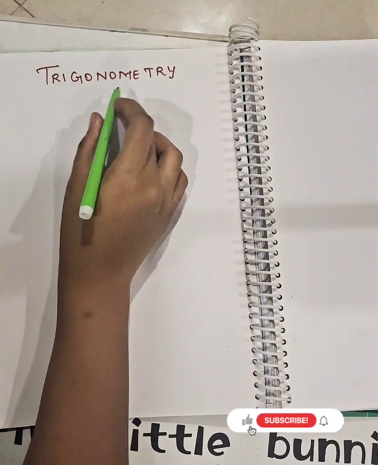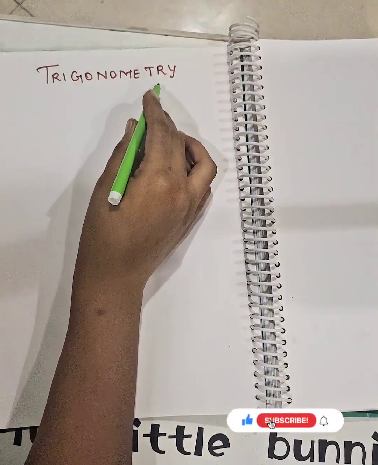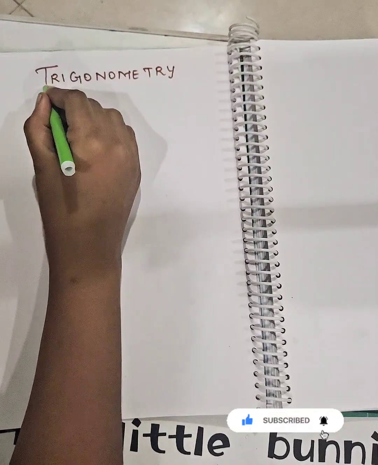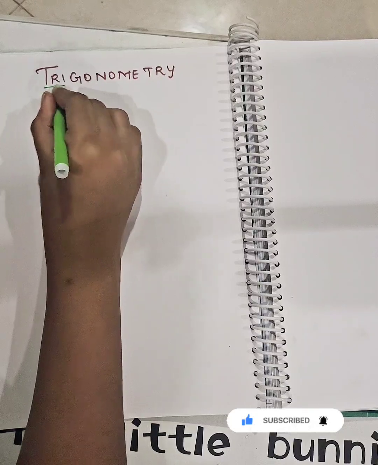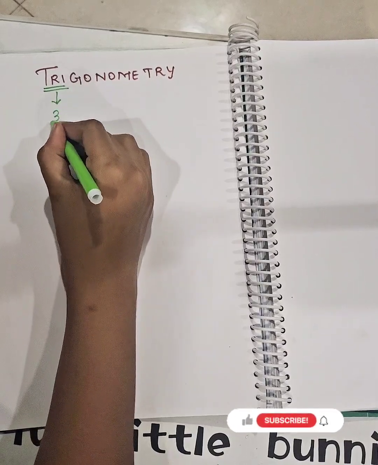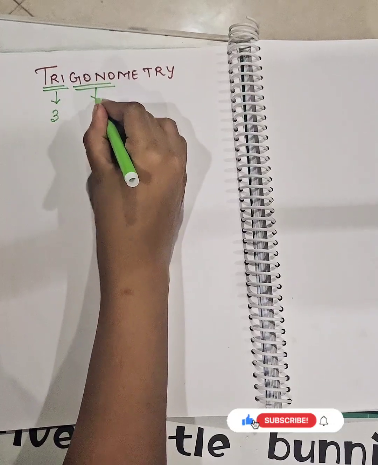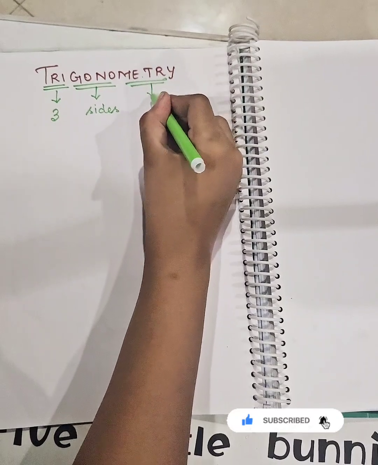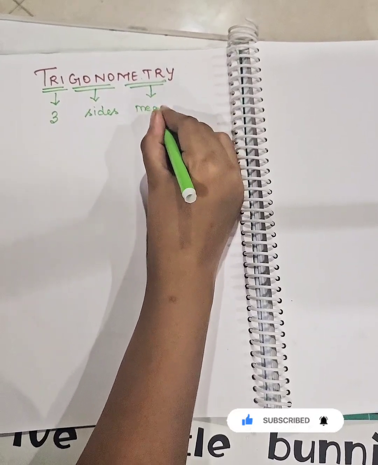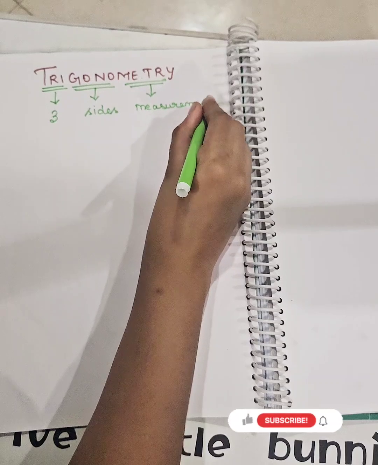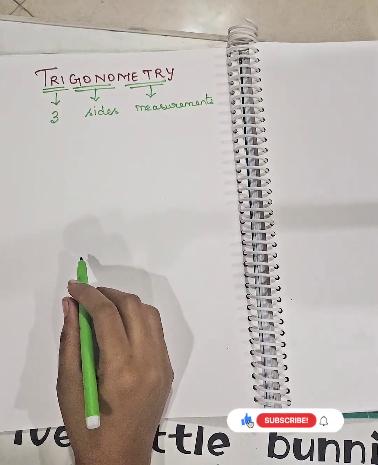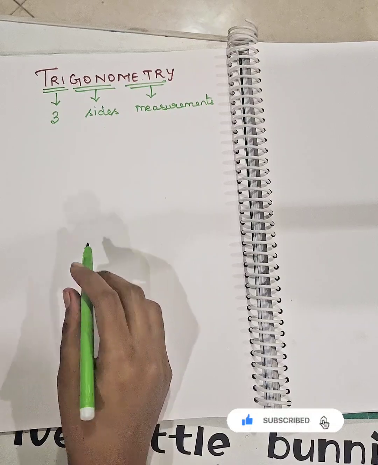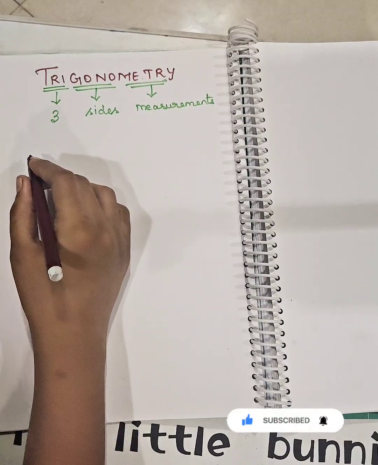Hi students, today we are going to see a very important topic called trigonometry of grade 10. So here the word trigonometry, let us start the explanation with "tri". Tri means 3. Gono means sides, 3 sides. Metry means measurements. So the measurements of a 3-sided figure, that is called trigonometry. So let us start with the 10th syllabus of trigonometry.